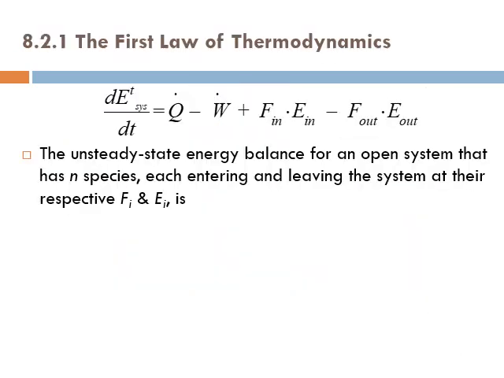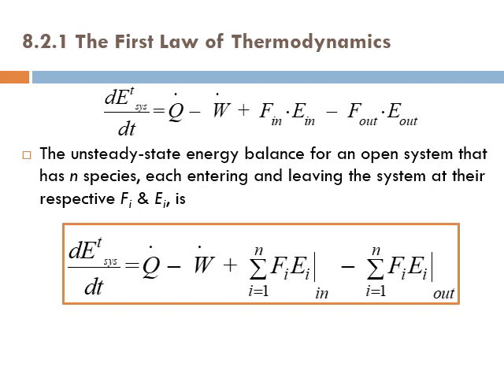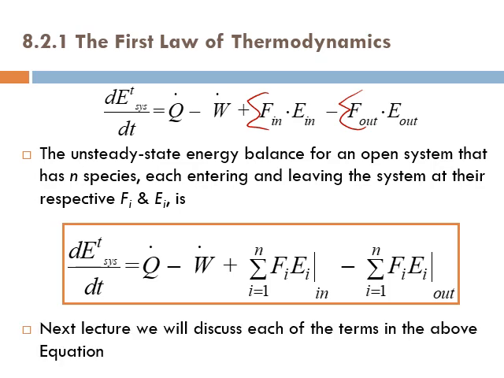The unsteady state energy balance for an open system that has n species. So we don't have only one species, no, we have n number of species, each entering and leaving the system at their respective molar flow rate, and energy is written this way. So please note that we have added the summation sign here and there. In the next lecture, we will discuss each of the terms in the above equation, actually in the next segment. Okay, so we'll see you then.